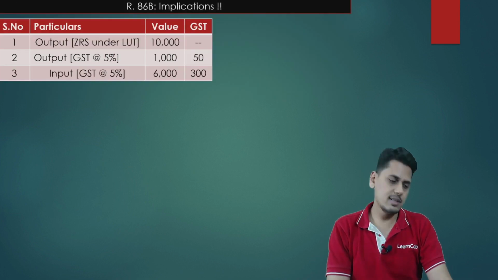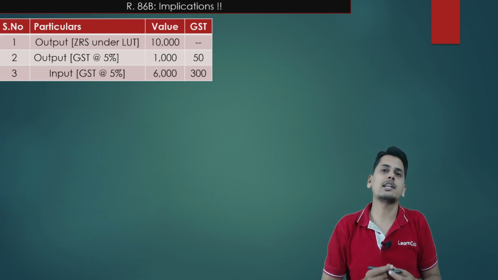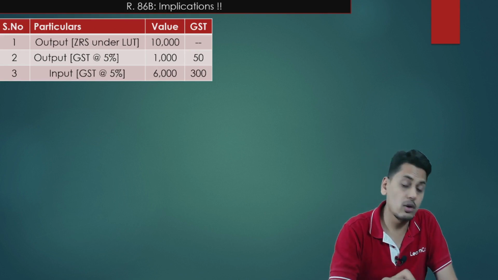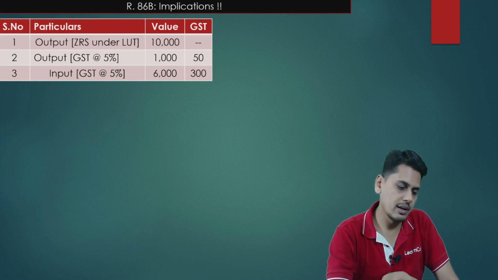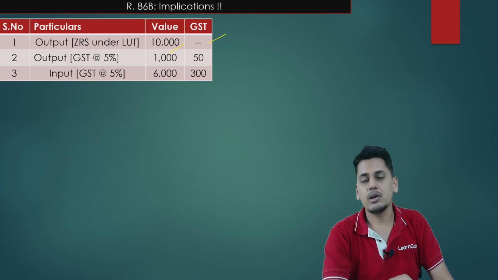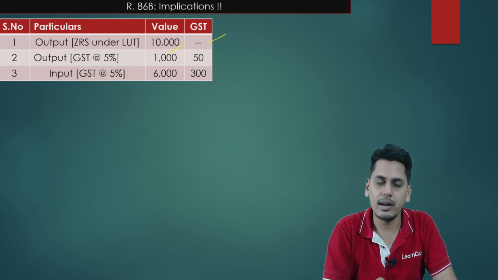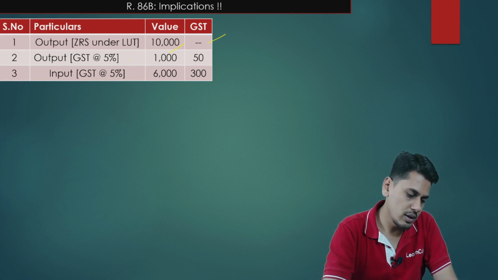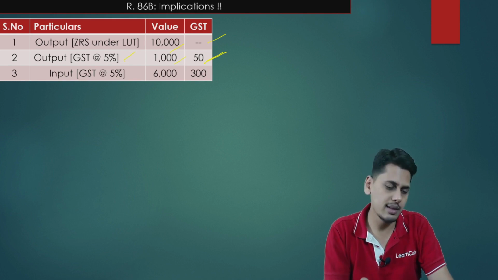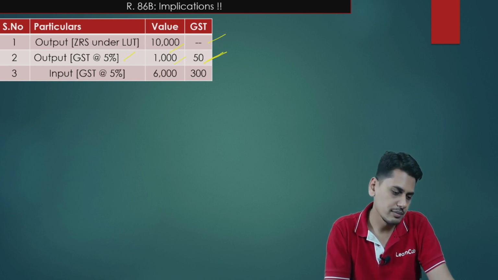Let's take this case, friends. Let's say for a particular tax period, these are the details which are given. Output: zero rated supplies made under a letter of undertaking, 10,000. GST is nil because he is making zero rated supplies under a letter of undertaking. Output GST at 5%, 1,000. GST thereon is 50. This is not a zero rated supply, it's the regular domestic supply.